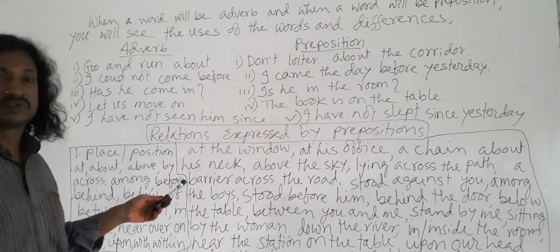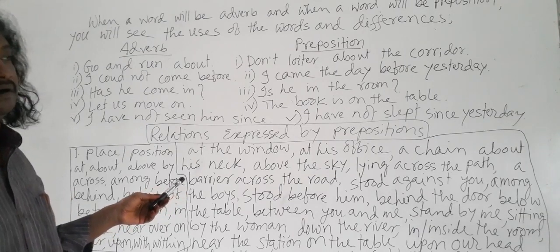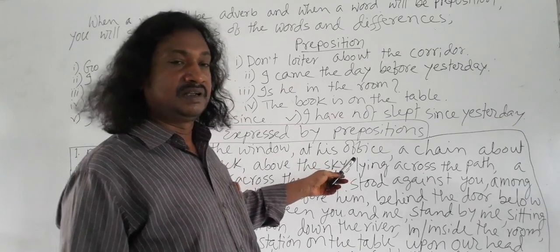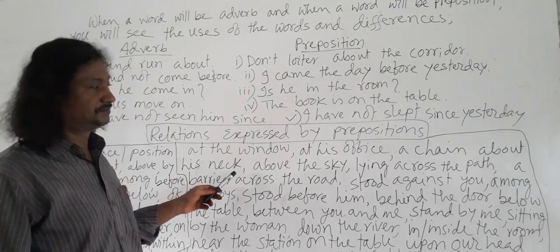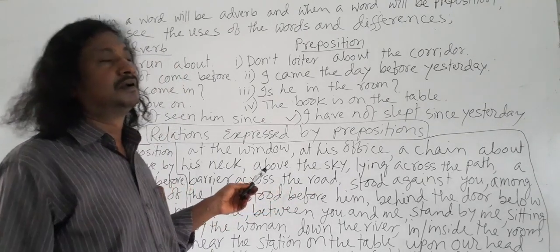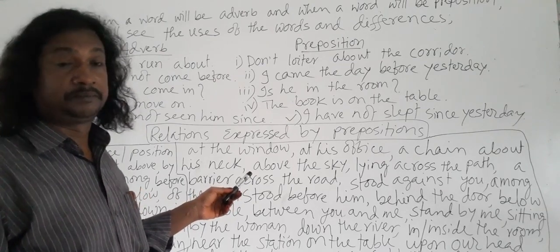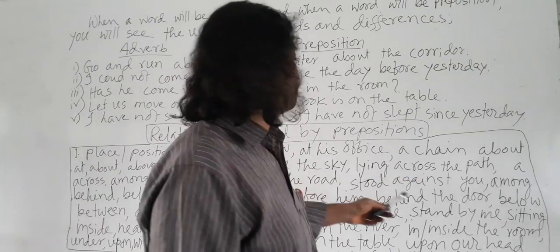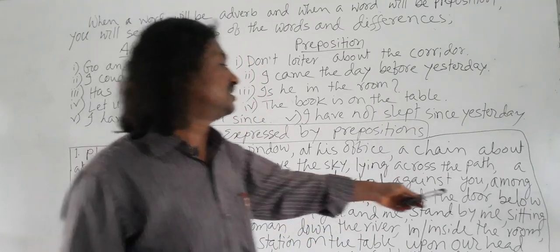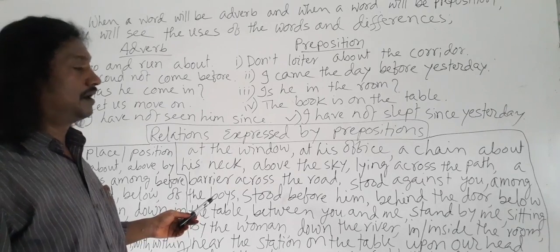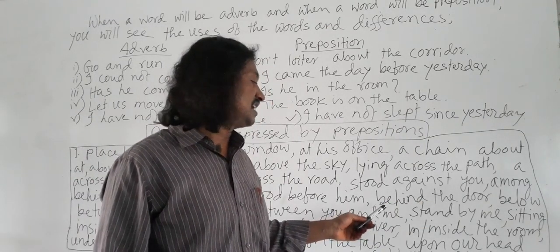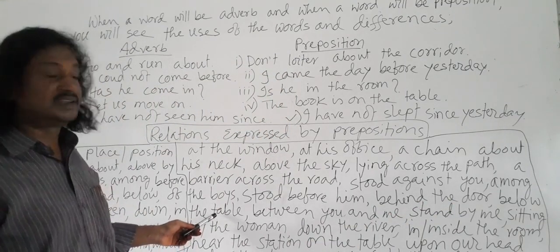I am sitting at the window. He works at his office. There is a chain about his neck. The birds are above the sky. She is lying across the pond. There is a barrier across the road. I stood against tea. Apples are given among the boys. She stood before him. She stays behind the door. A cat is below the table.